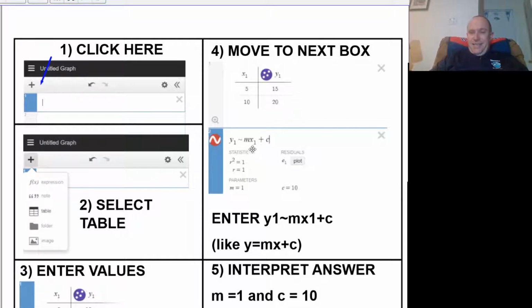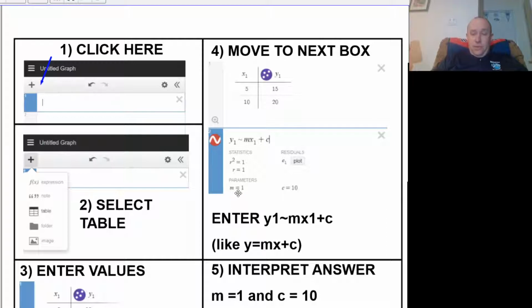And the reason we type this in here is this basically says find the best straight line that you can for different x1 and y1 values that we have plotted in our table here. You can see the list is x1 and y1. And once you type it in, it's basically like y equals mx plus c. And it will tell you what the m and the c are. So here it says 1 and 10.